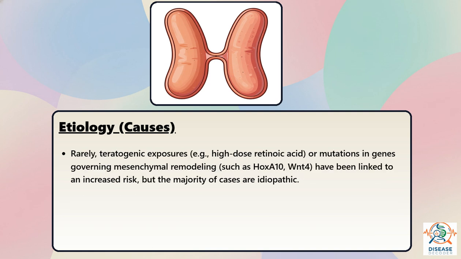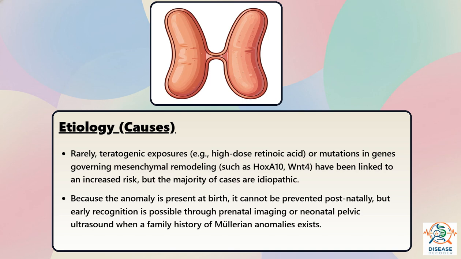Rarely, teratogenic exposures, for example high-dose retinoic acid, or mutations in genes governing mesenchymal remodeling, such as HOX-A10 and WNT4, have been linked to an increased risk, but the majority of cases are idiopathic. Because the anomaly is present at birth, it cannot be prevented, but early recognition is possible through prenatal imaging or neonatal pelvic ultrasound when a family history of Mullerian anomalies exists.